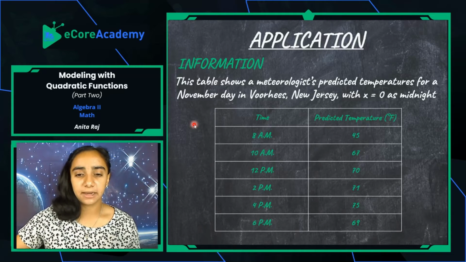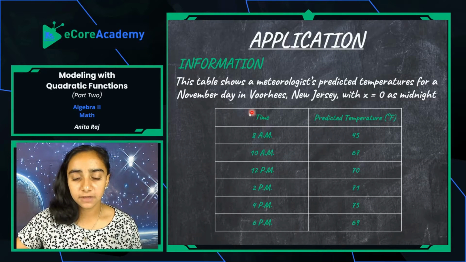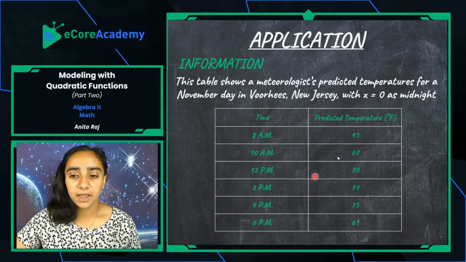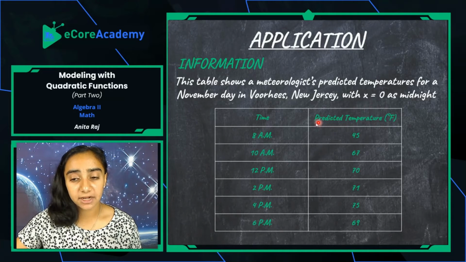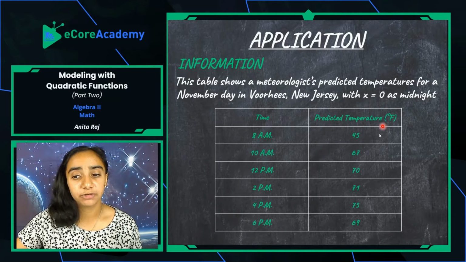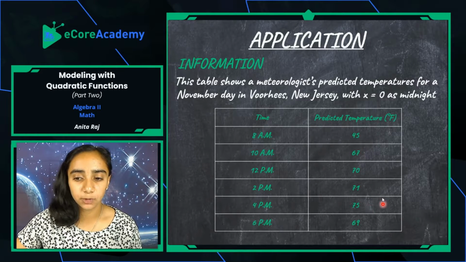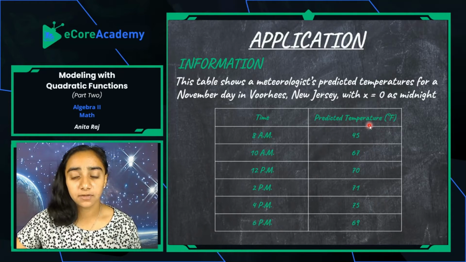This table, so the table on the screen right here, on the left-hand side, you can see time as the title, and then you see these times during the day, 8 a.m., 10 a.m., 2 p.m., 6 p.m. written. And then right next to it, on the right-hand side, you see the predicted temperature in degrees Fahrenheit. And then you see these temperatures ranging from 45 degrees all the way up to 75 degrees. And these are all predicted temperatures. These correspond to the time.